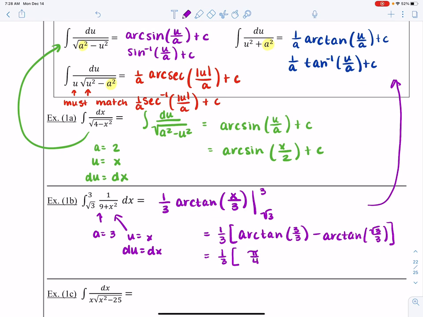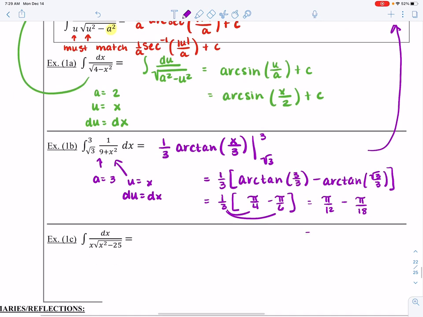And the arc tangent of root 3 over 3, where on the unit circle is tangent root 3 over 3, and that would give me pi over 6. Distributing this 1/3 in, I would have pi 12ths minus pi 18ths. Finding a common denominator, perhaps 36 in this instance.